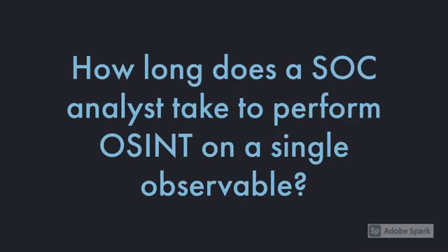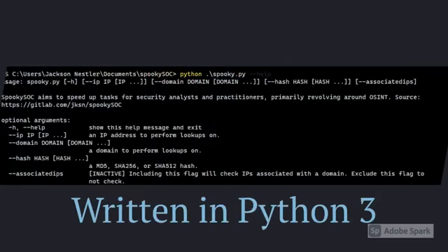Before we begin, ask yourself, how long might it take one of your security analysts to perform open source intelligence on a single observable, a single hash, host name, domain, etc.? Do you have a number in mind? Great. Based upon our testing and our interviews, it seems that this can take anywhere between 6.5 to 14 minutes, depending upon the information readily available for this observable.